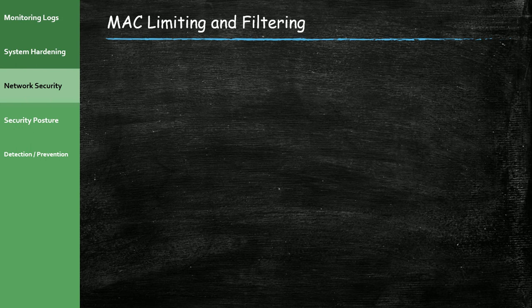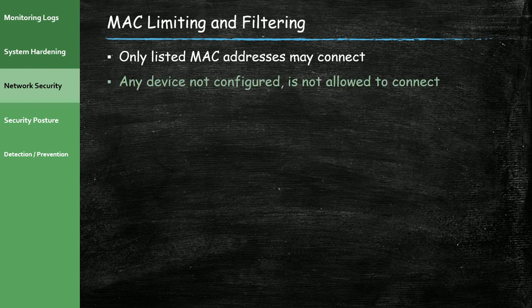So basically, only listed MAC addresses are able to connect when you have MAC limiting or filtering enabled. Any device that's not configured is going to get denied. They're not going to be able to connect. The only problem with this method, so this is great, this adds a nice level of security to your network, although at the same time it also adds a lot of management, right? Because somebody has to make sure that all these MAC addresses are listed.